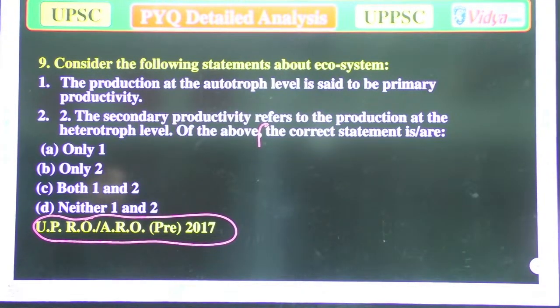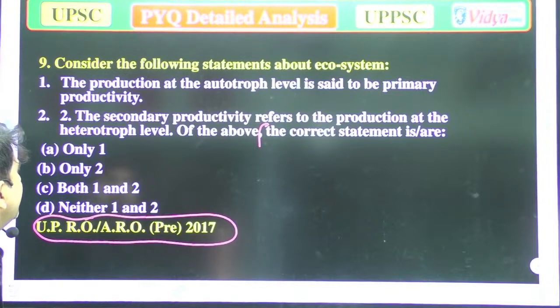The production at the autotroph level is said to be the primary productivity. The secondary productivity refers to the production at the heterotroph level of the above. The correct statement is: A, only 1. B, only 2. C, both 1 and 2. And D, neither 1 nor 2.